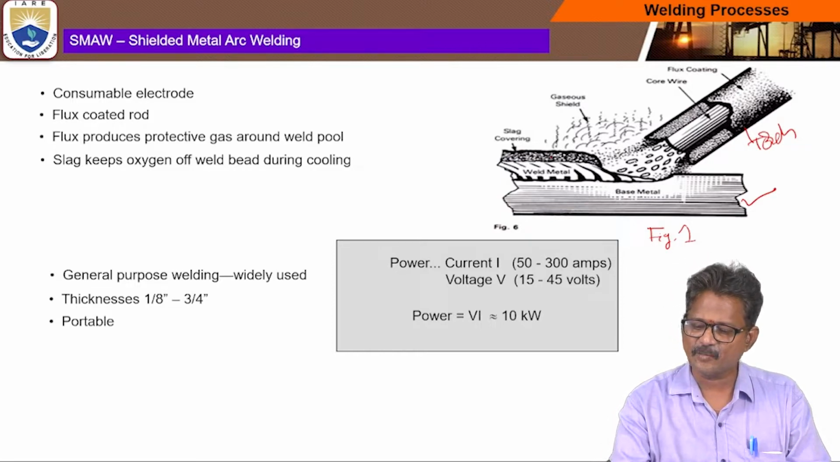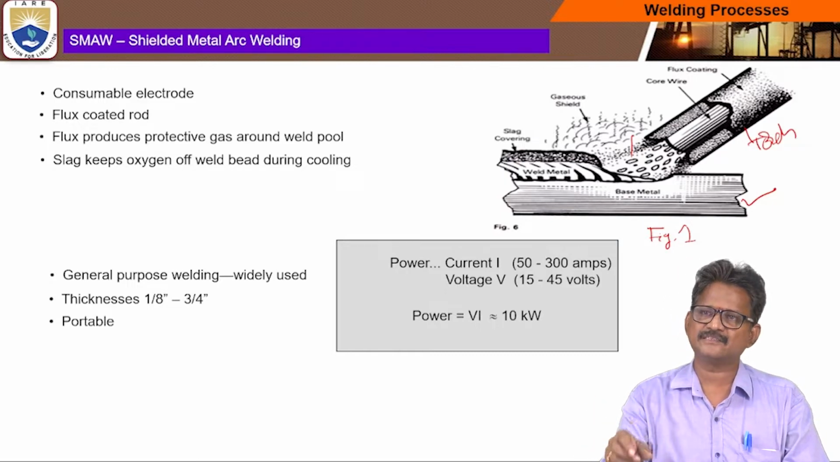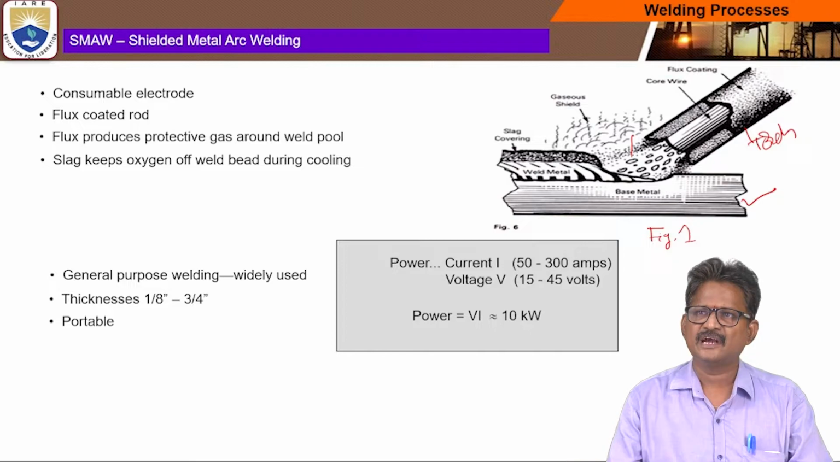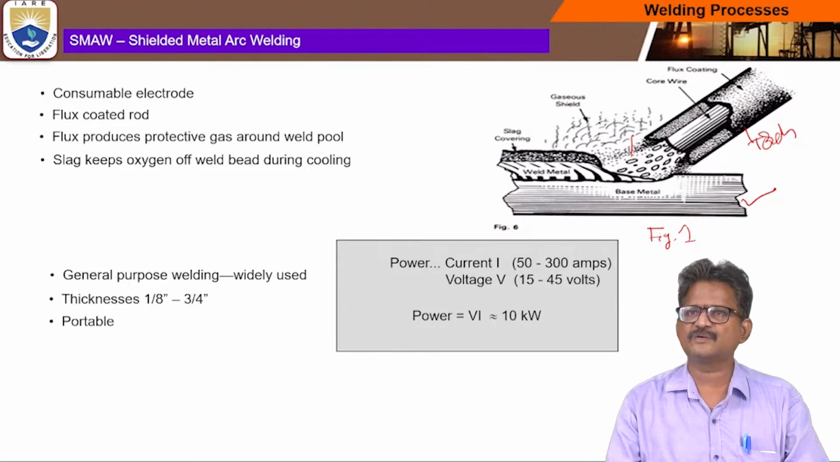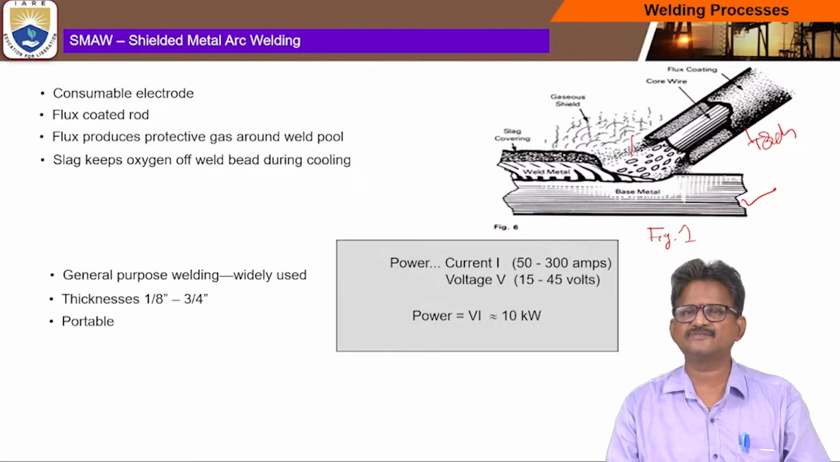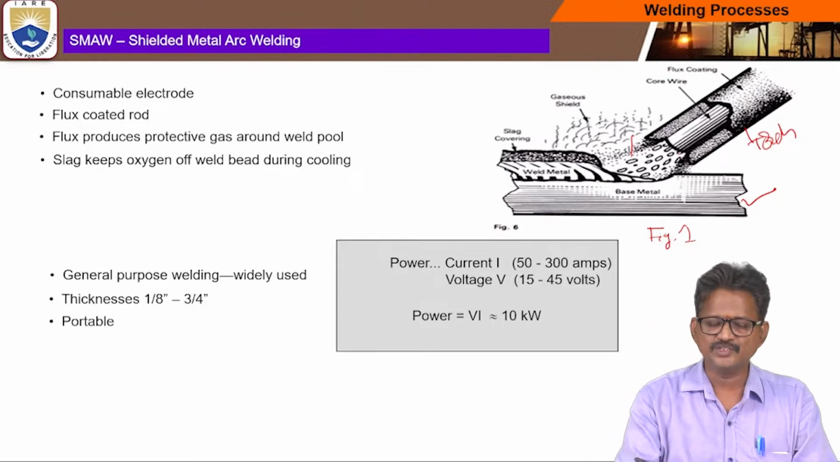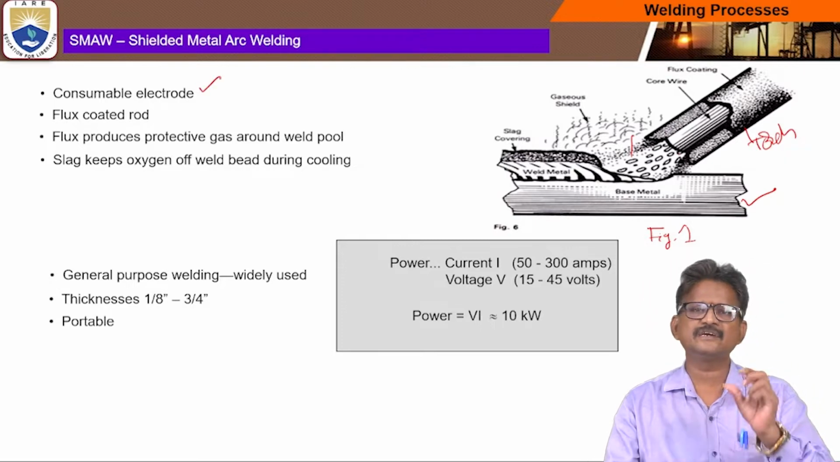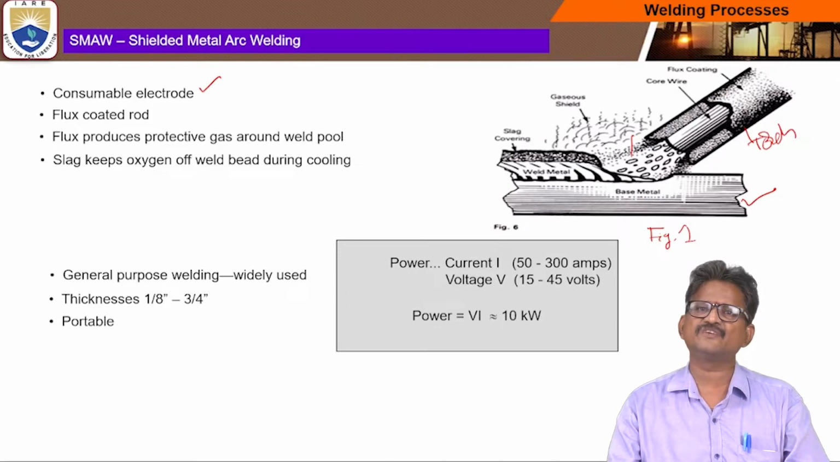Inside, some droplets will form the weld bead, and the two metals can be joined together. There will be a core, that is, the electrode core wire, introduced at the center of this, and some flux coating will also be added to give good strength and good quality of welding. Basically, in shielded metal arc welding, a consumable electrode is used. Yes or no? So here the consumable electrode is widely used, and the electrode is flux coated.